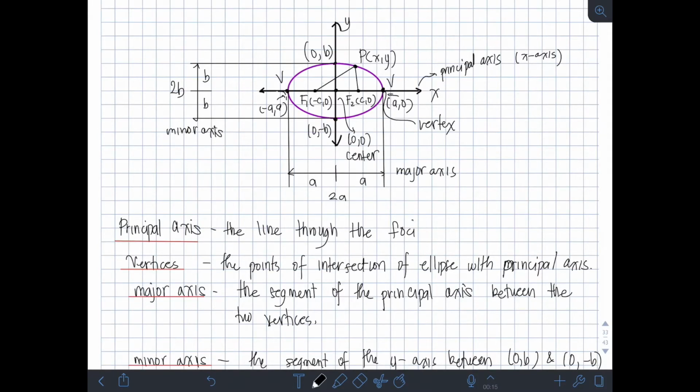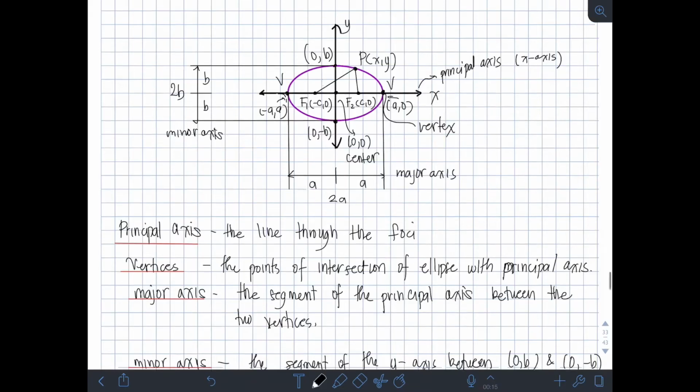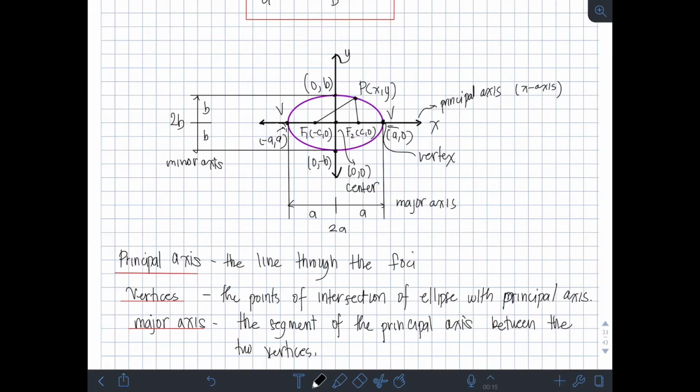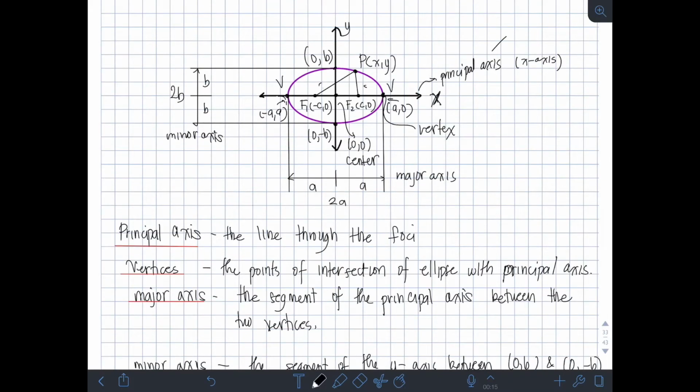Now, let's have some definitions of the different parts of the ellipse. So, we have the principal axis, or the line through the foci. Earlier I said that our two foci lie on the x-axis. So, therefore, our principal axis here is the x-axis, because our two foci are located there, right? Then, the vertices are the points of intersection of the ellipse with the principal axis. So, these are our two vertices, V. They also lie on the principal axis. So, they intersect there, and their coordinates are given by negative a, 0 and a, 0.